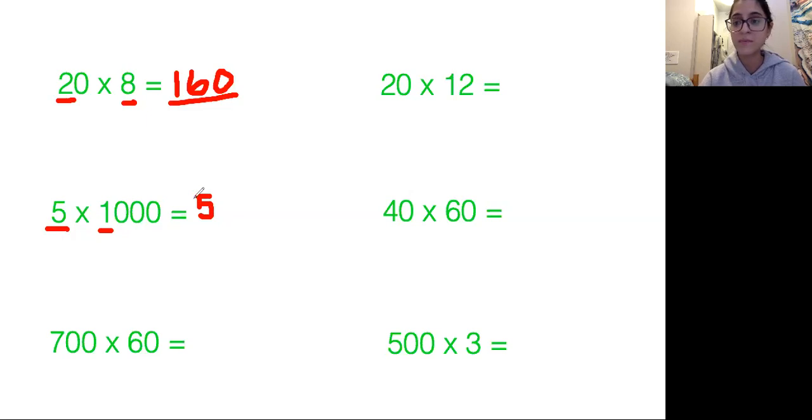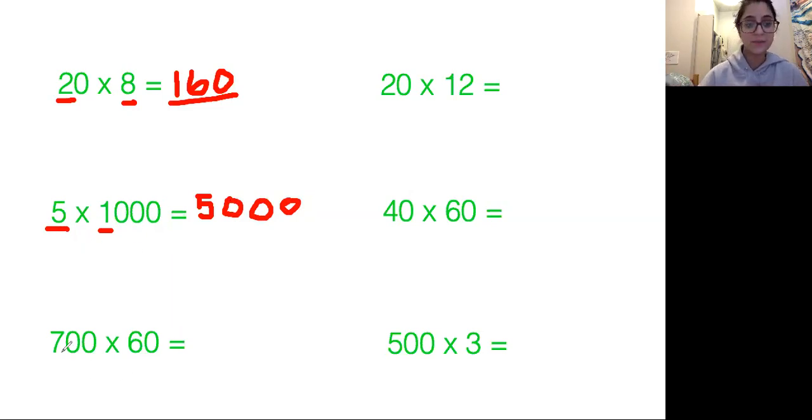And what's your next step? Add the zeros to your answer. So you have 1, 2, and 3 zeros. In the last example, we had just 1 zero. Now you have 3 zeros. So what are you going to do? You're going to add 3 zeros, and that's the easiest way to know what your answer is. 5 times 1 is 5, so 5 times 1,000 is just 5,000.